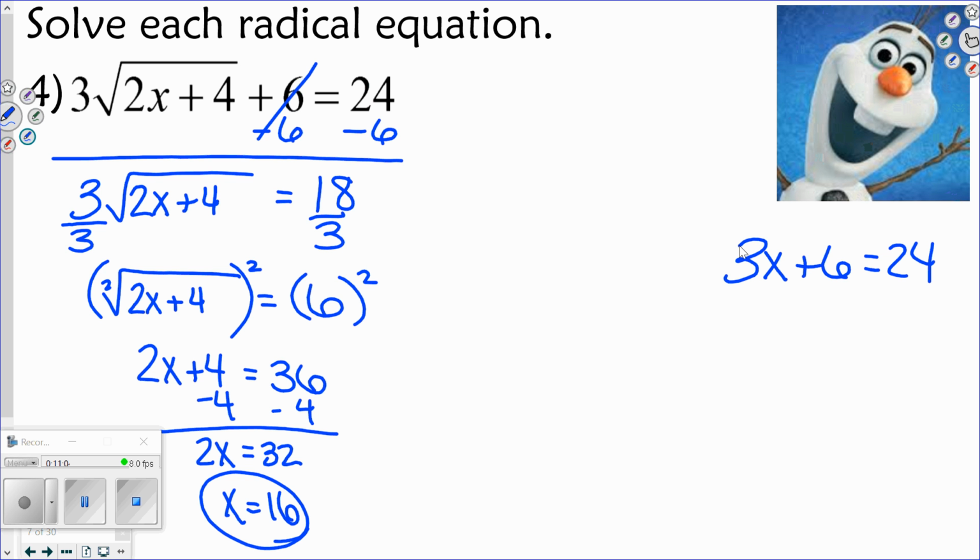And then check it. And again, when you're checking, back to the original. So you're going to have to start with the 3. Now, you don't have to hit a multiplication sign after the 3. Your calculator recognizes if you just type it in next to each other. And then 2 times 16 plus 4.